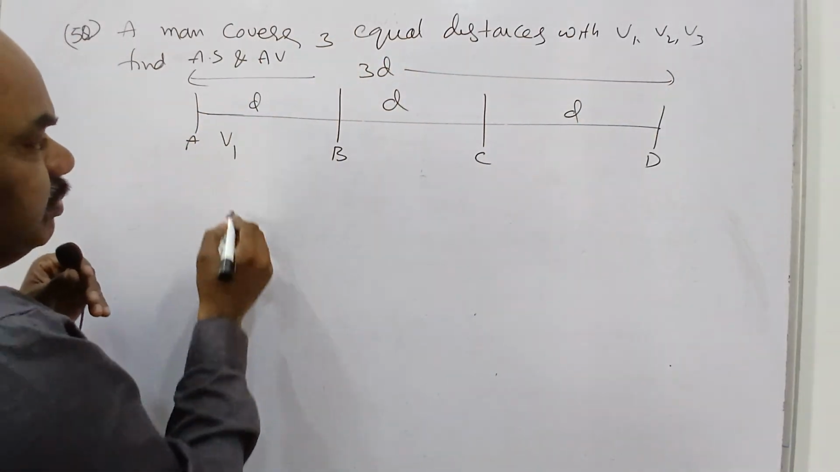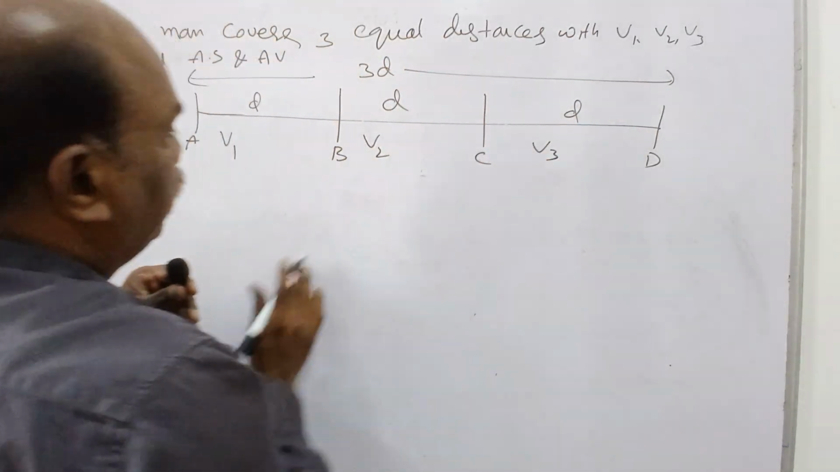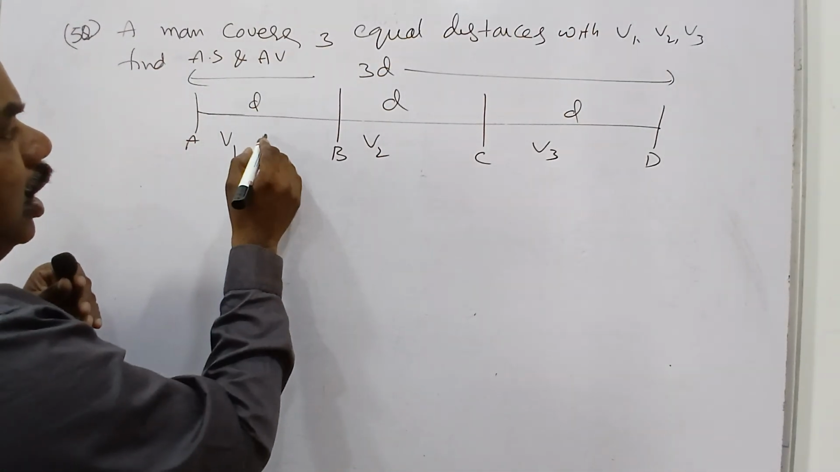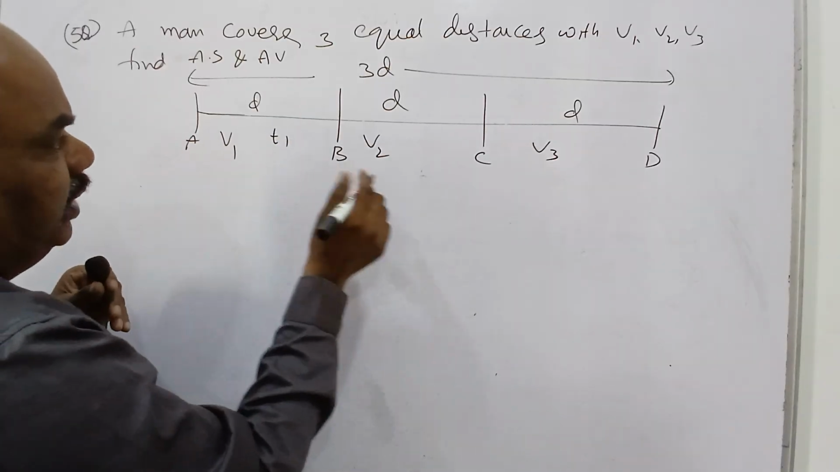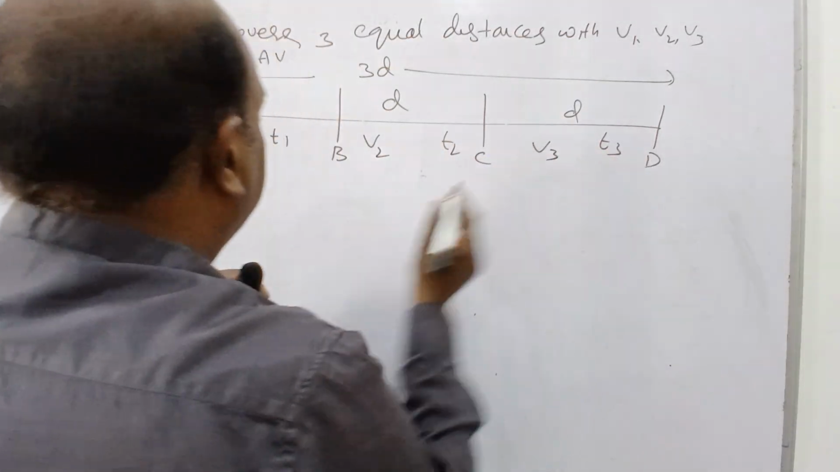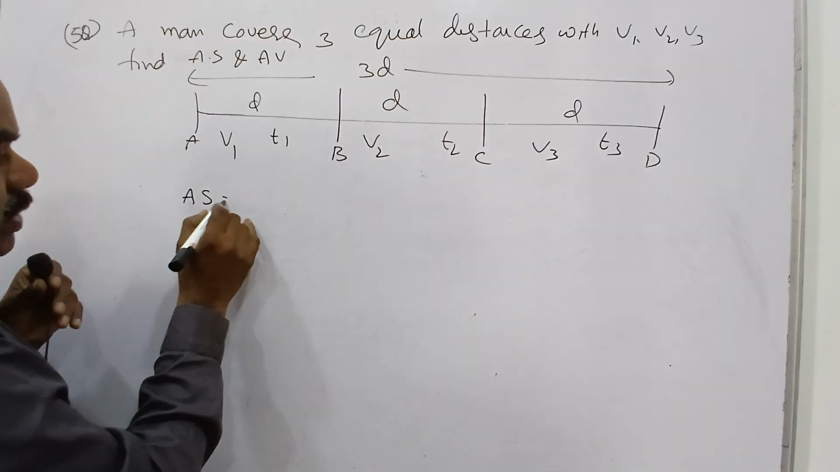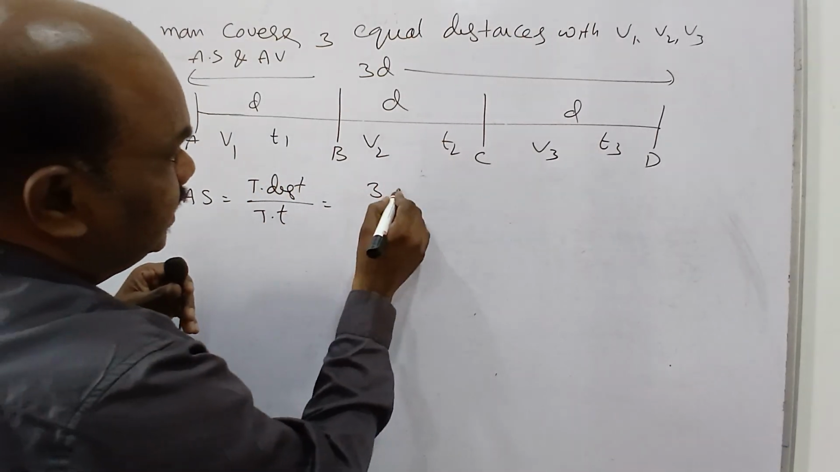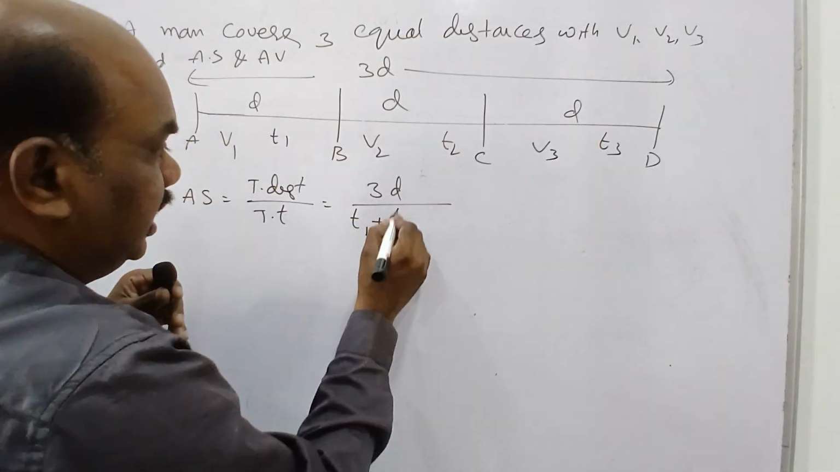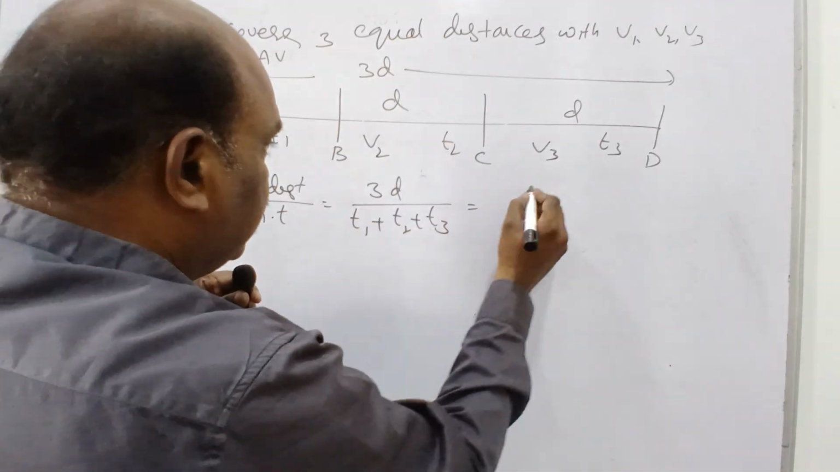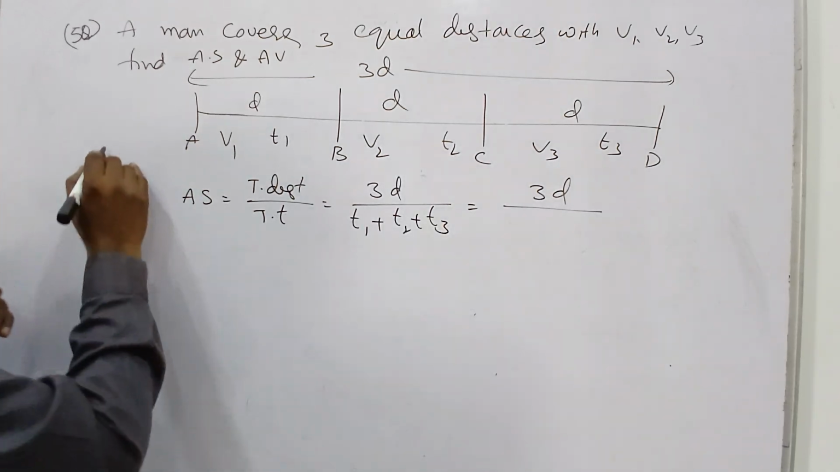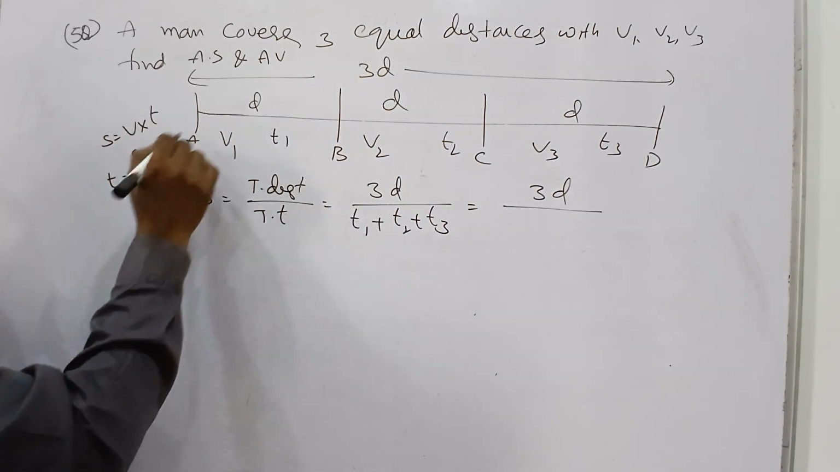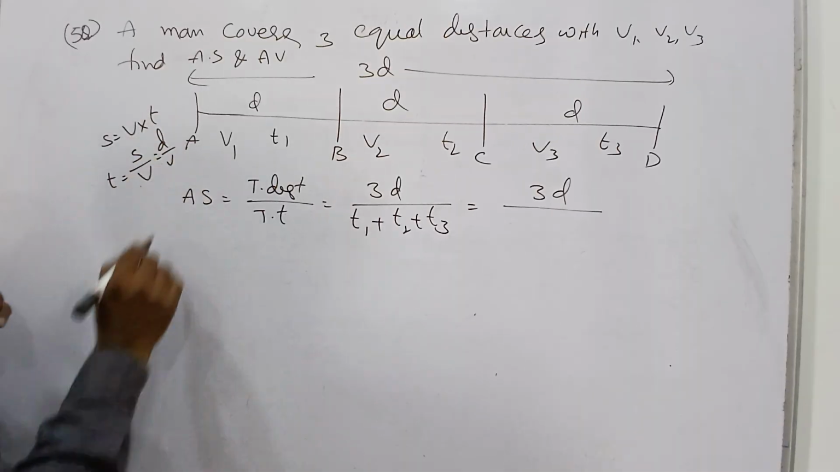Here A to B the speed is V1, then V2, V3. Kilometer per hour or meter per second is not a matter. Let the time A to B be T1, this is T2, this is T3. Now they are asking average speed. Average speed equals total distance by total time. Total distance is 3D, by total time T1 plus T2 plus T3. How to get time? Distance equals speed into time, so time is equal to distance by speed. Distance D, we are considering it as D, so D by V.